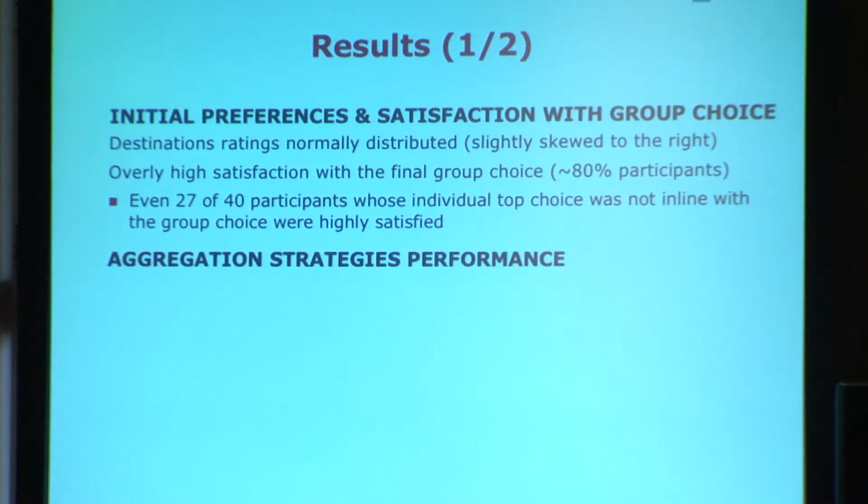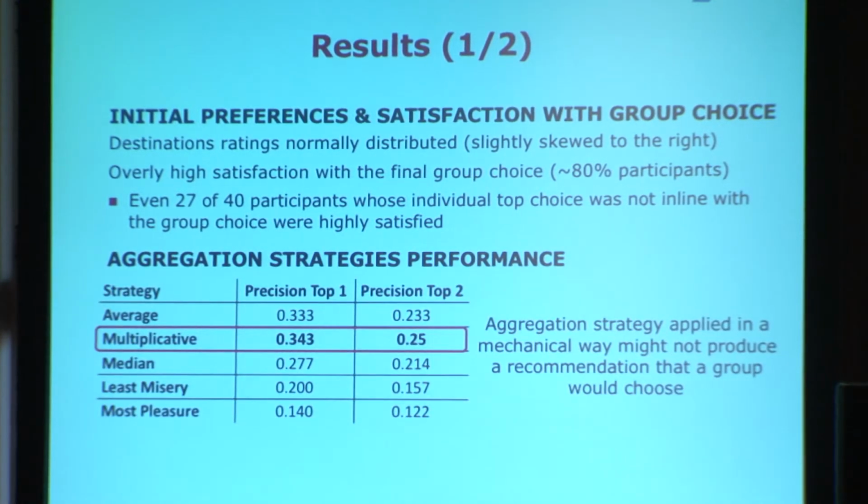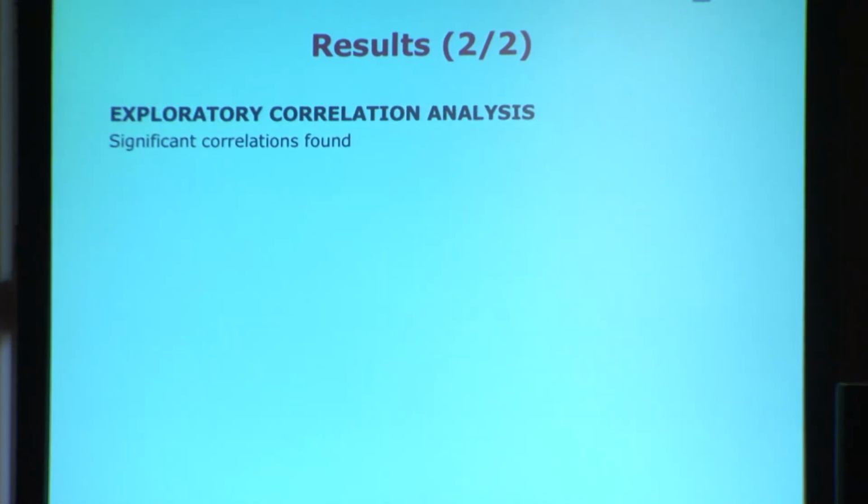Then we wanted to know how the commonly used aggregation strategies would predict group choices. We found out that the multiplicative strategy performed the best, but we also observed that an aggregation strategy applied in a mechanical way might not produce a recommendation that a group would choose.